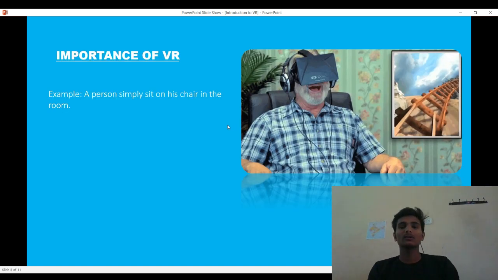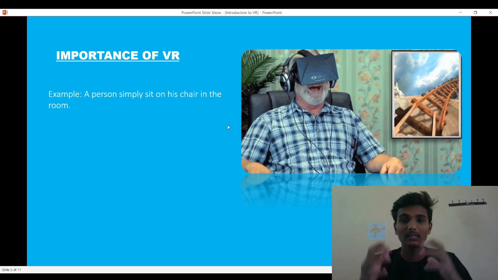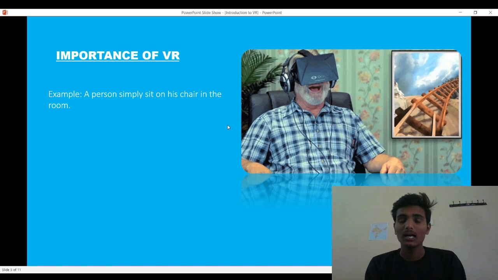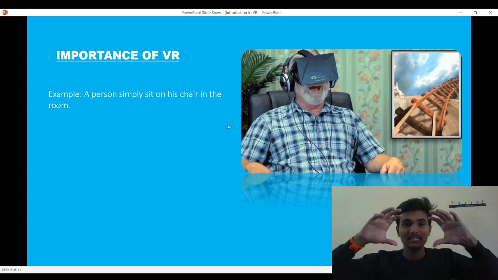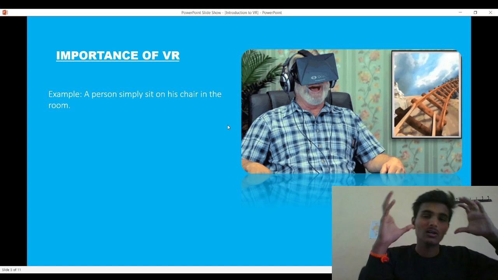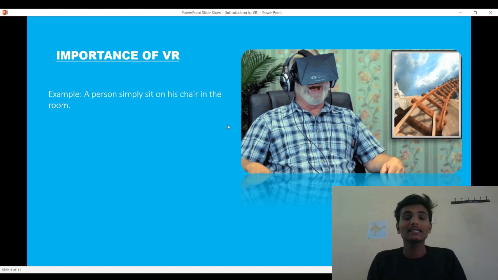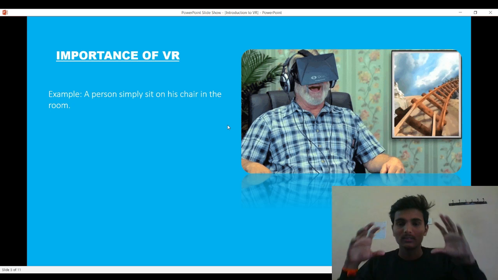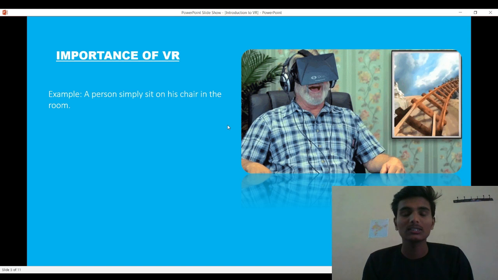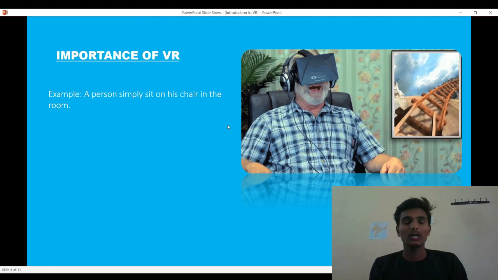So here is the importance of virtual reality. Look at the slide. Here a person is simply seated in the corner of his room and enjoying a roller coaster, very exciting. He is wearing a headset and enjoying the roller coaster a lot while simply seated in his room. This is the importance of virtual reality.